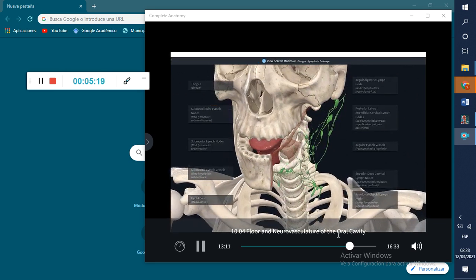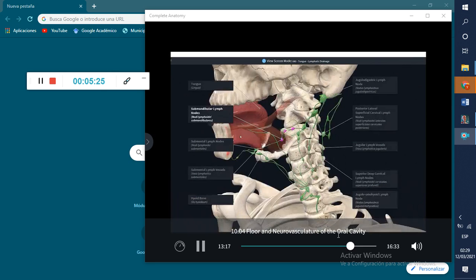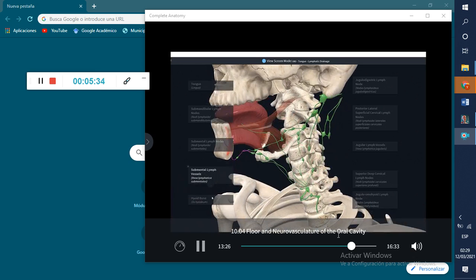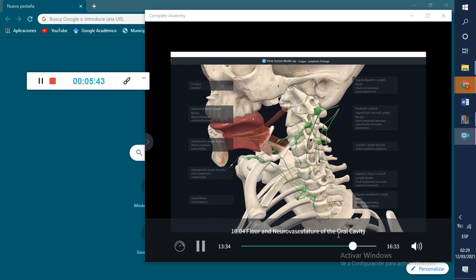Lymph from the lateral aspects of the tongue, so left and right lateral aspects here, will drain to the submandibular lymph nodes. Lymph from the tip of the tongue, or the apex of the tongue, and the frenulum will drain to the submental lymph nodes, and this is the lymph node and those are lymph vessels. And lymph from the posterior 1/3 of the tongue back here will drain bilaterally.